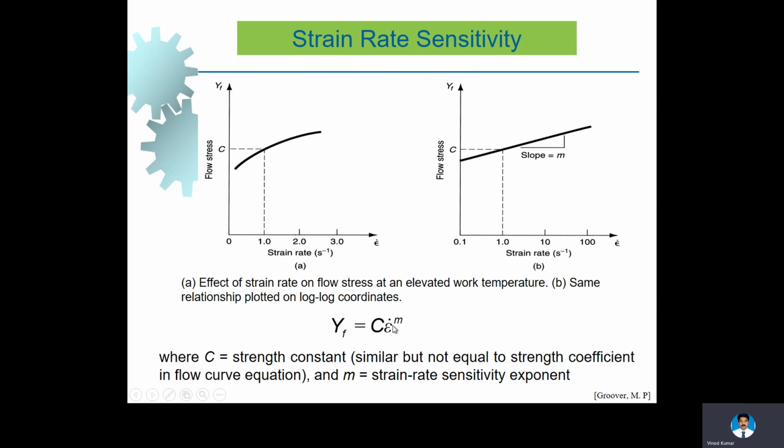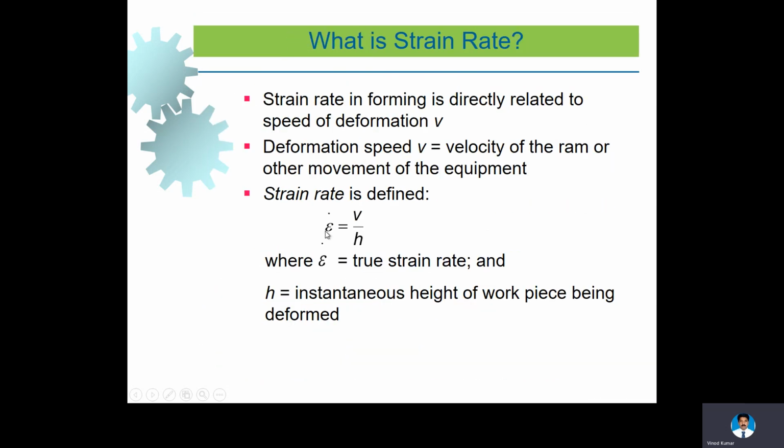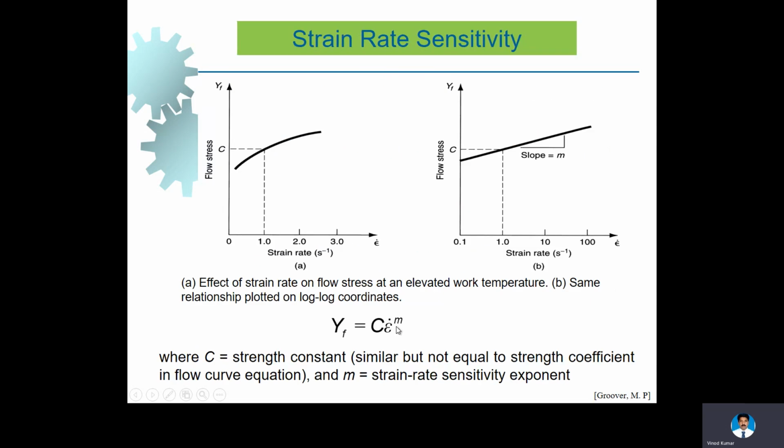Here, as I explained before, epsilon dot is the strain rate, and m is the strain rate sensitivity exponent. When we represent this graph on a logarithmic scale, we get a straight line, and the slope of the straight line is represented as m, which is the strain rate sensitivity.